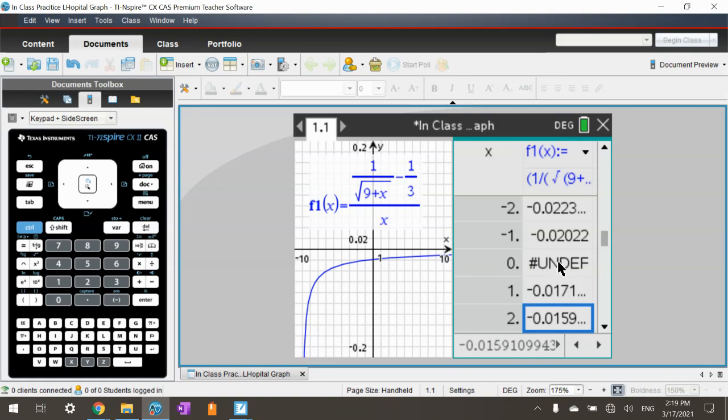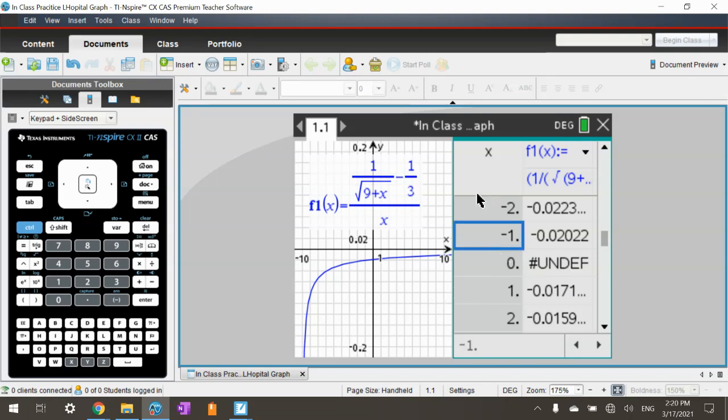I opened my table up and said, oh, jeepers. At 0, there is no value. The function is undefined at 0, even though you can't really see it on this graph. So I need to find the limit as x approaches 0. As I come from this way and from this way, it's going to approach some value. Even though the y value doesn't exist, we can still find the limit.